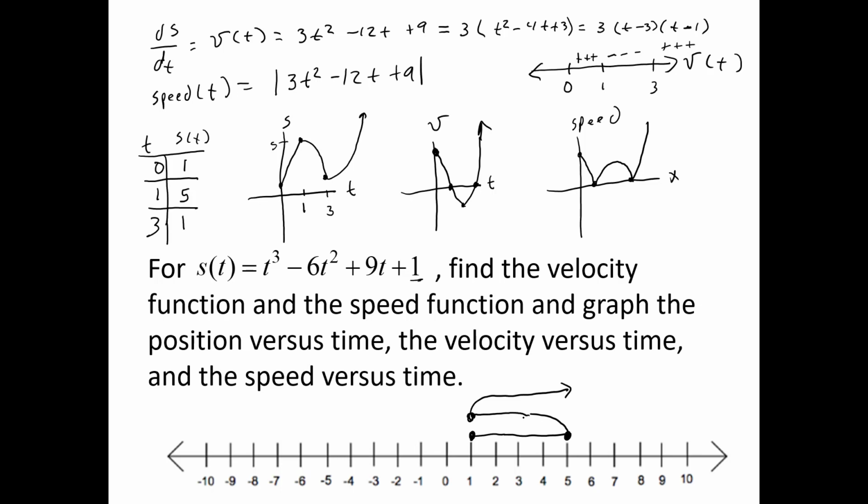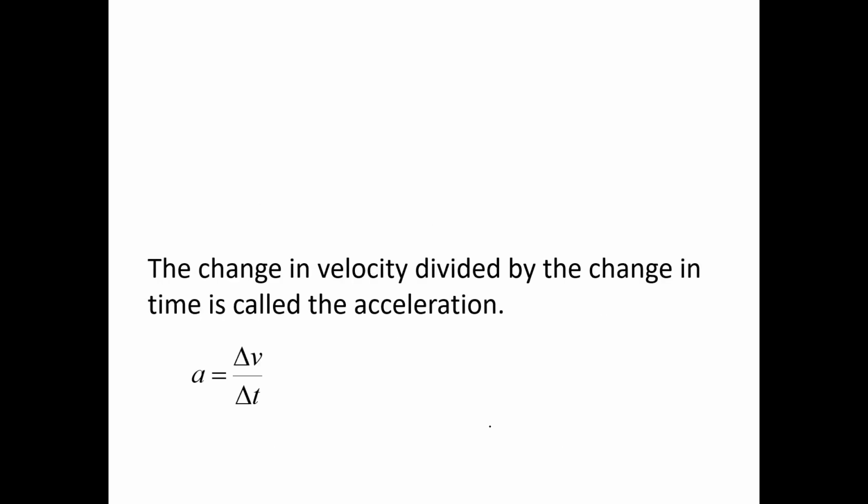This is the actual path. Of course, it would only stay on this number line, just going back and forth. It wouldn't come off the number line. That's why it's called rectilinear motion. Okay, so the change in velocity divided by the change in time is called the acceleration. So the acceleration is just the change in velocity divided by the change in time, delta V over delta T.